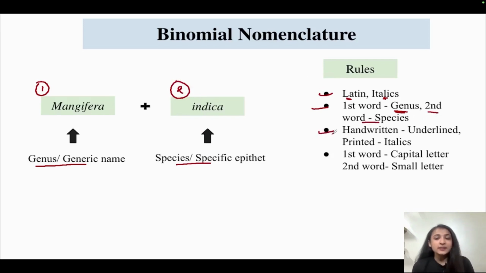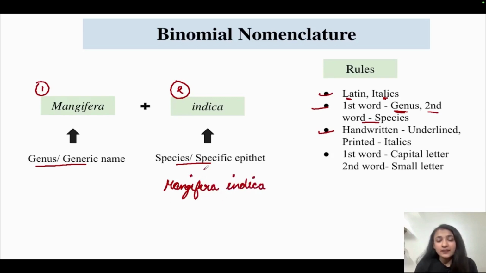The third rule is about scientific names when they are handwritten. When I'm writing it with my hand, if I'm writing Mangifera indica, I would be underlining the scientific name. And if the scientific names are printed, or typed, then they are italicized, written in italics.